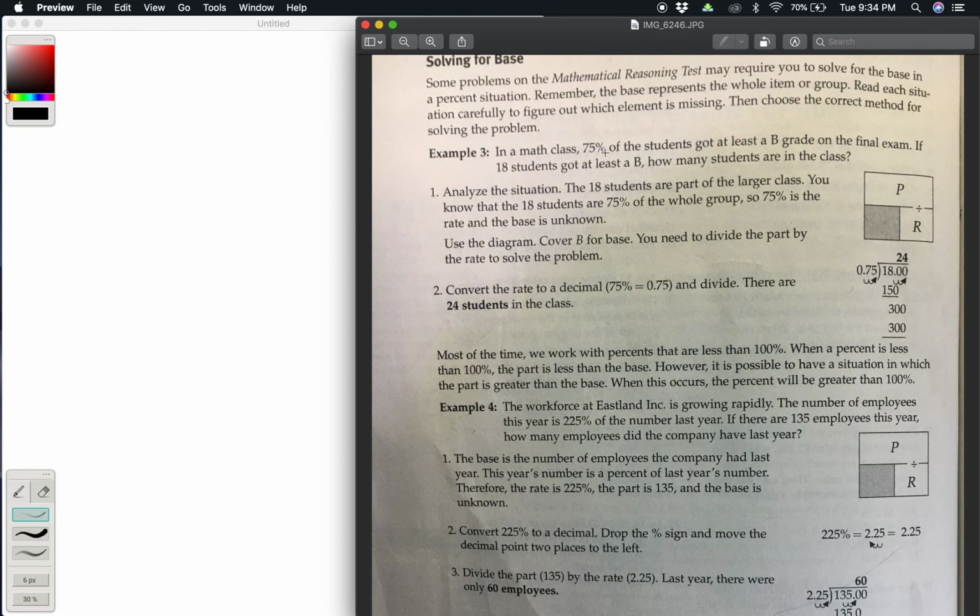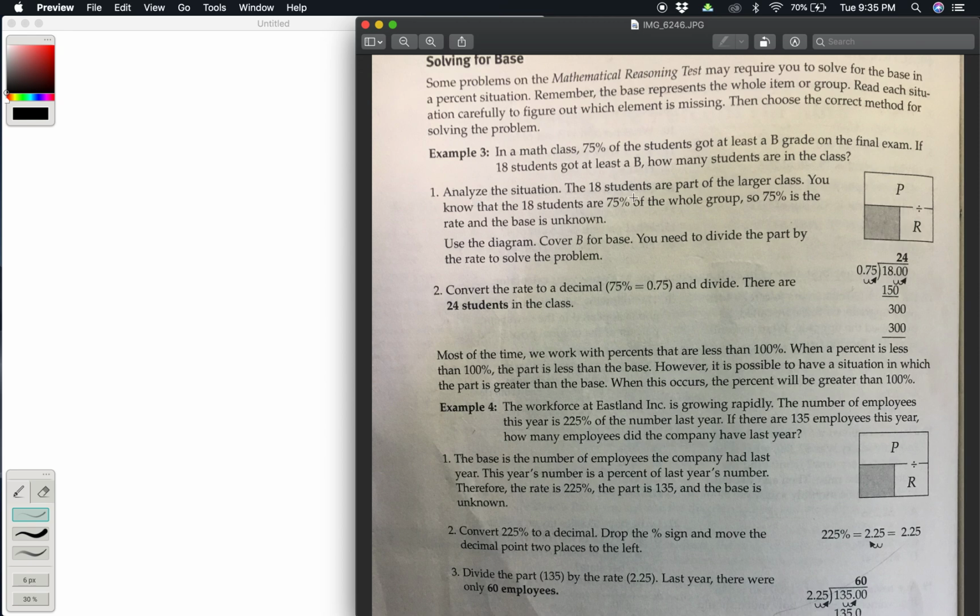For example, in math class, 75% of the students got at least a B grade on the final exam. I'm reading example 3 here. If 18 students got at least a B, how many students are in the class? So we have the rate here. The percent is always the rate. We know that 18 is the same as 75%, because in math class, 75% of the students got at least a B. So we know that this is the part, which is equal to 75%. How many students are in the class total?